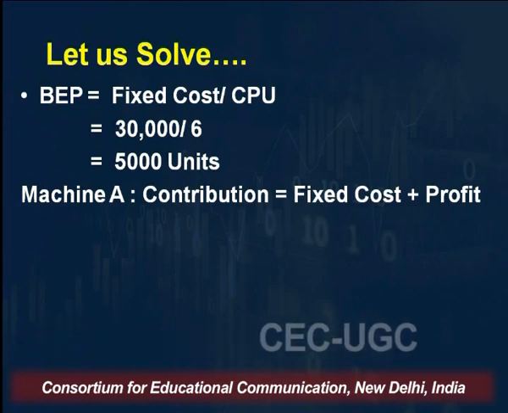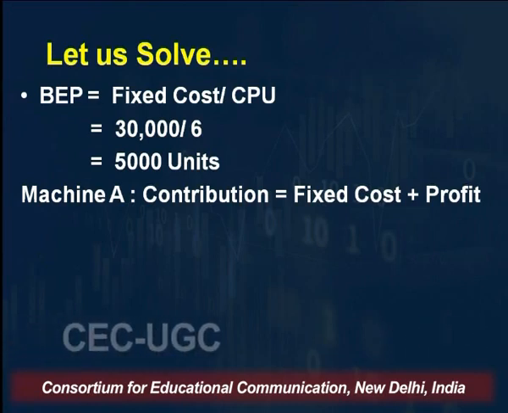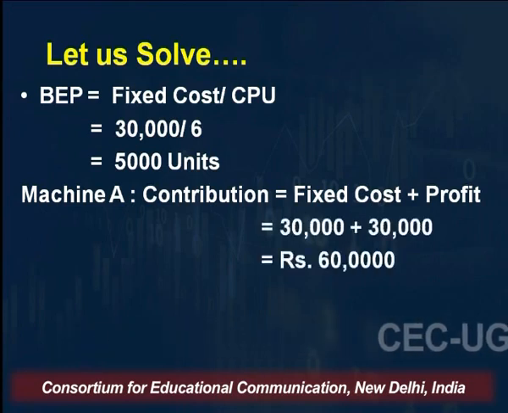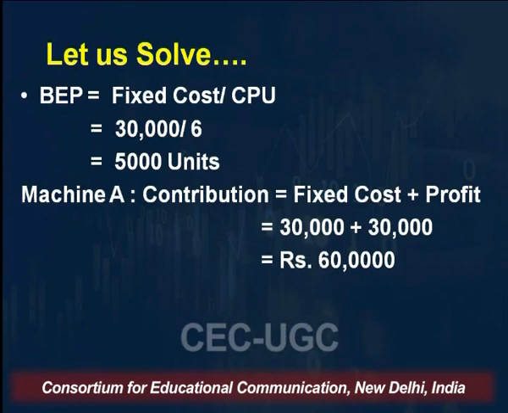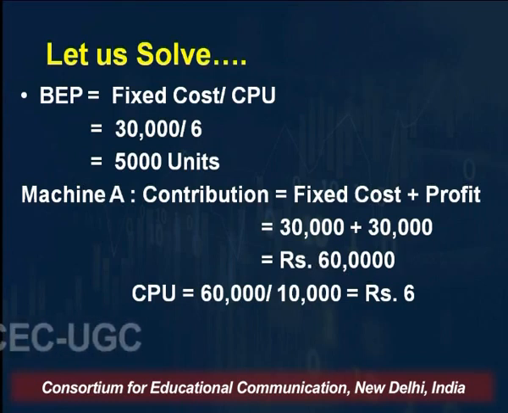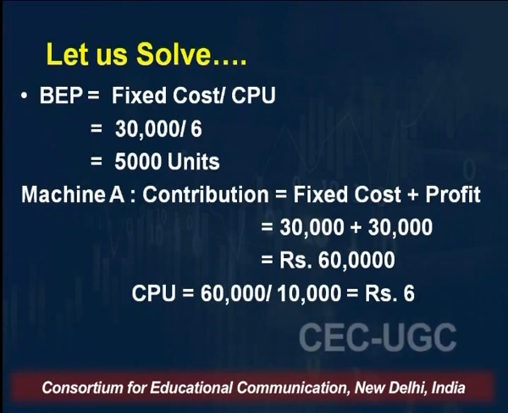Now for machine A, the question comes, how do we calculate contribution? Contribution is equal to fixed cost plus profit. You must be thinking from where the 6 rupee came, so I need to justify. We clubbed fixed cost and profit. Fixed cost was 30,000, profit was again 30,000, and then total contribution comes to be 60,000. If I divide it by 10,000 units, that is total units of production, you will get contribution per unit of rupees 6. Now the same 6 rupee we have applied here for computation of break even point. This was for machine A.